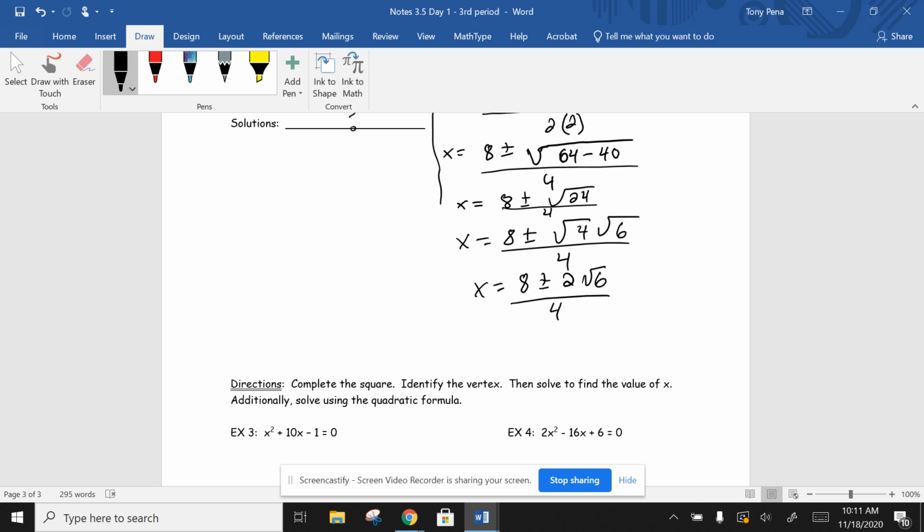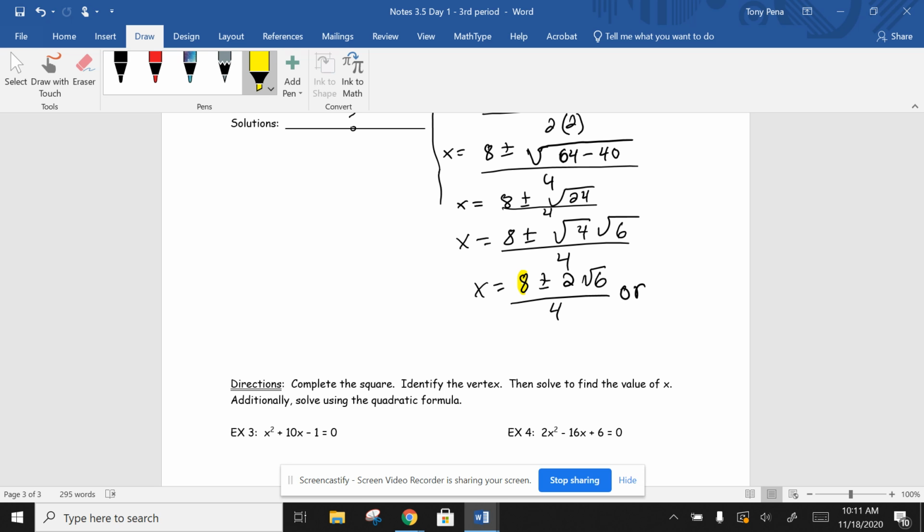So if you give me this answer, that is totally fine. When it comes to a quiz or a test, if it's one where I want you to show work and I want to see what your final answer is, if you give me this answer, this is 100% correct. However, if it's multiple choice, I would definitely reduce this. So we want to make sure we know how to reduce this.